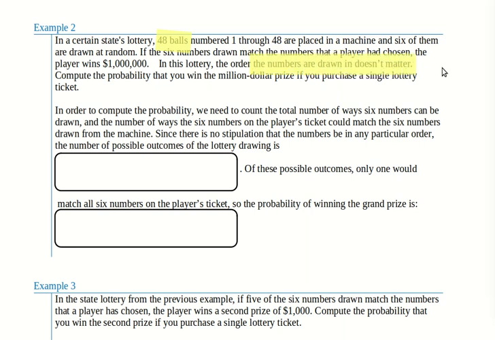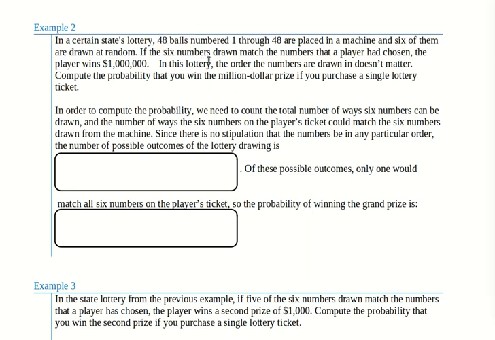So we're not going to use permutations, P standing for president. We're going to use combinations, thinking of a committee, just a group of numbers. And we are choosing 6 of them. So the question then becomes, in this lottery, we're going to compute the probability that you win the $1 million prize if you purchase a single lottery ticket.